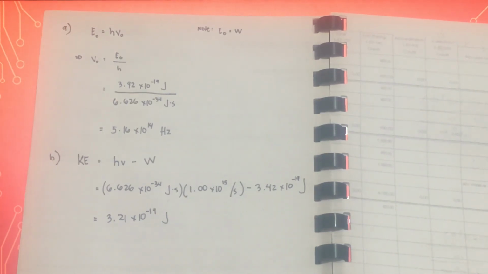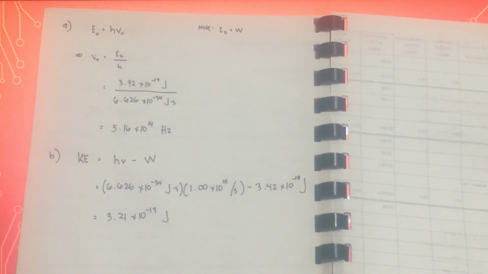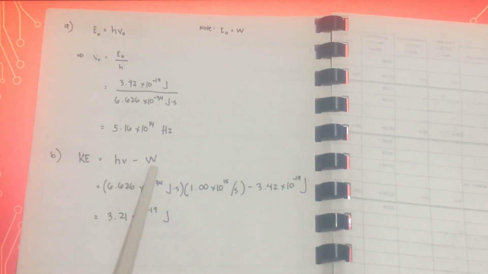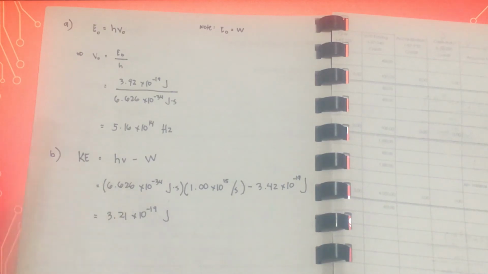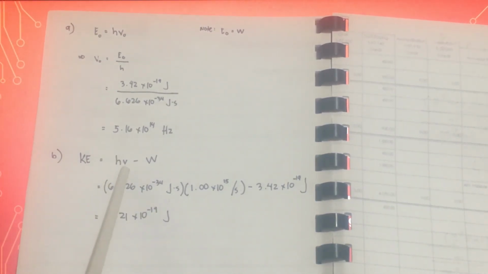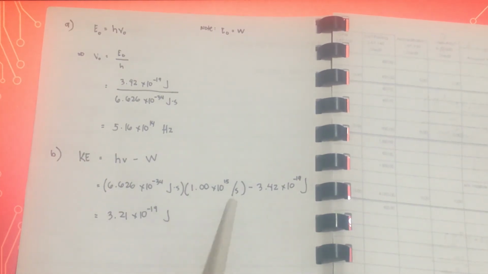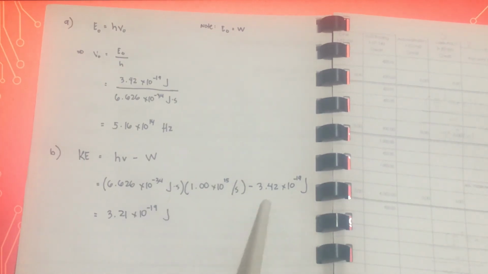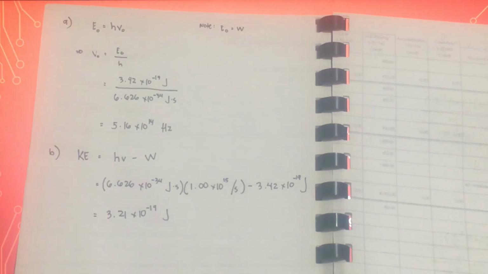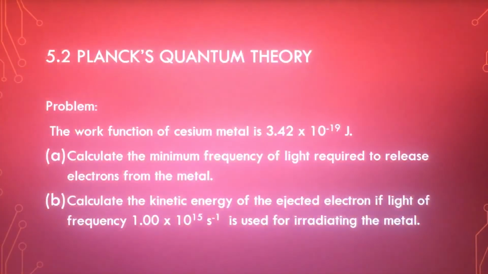For letter B, we're asked to find the kinetic energy of the ejected electron. So from the formula, h nu minus work function, we just plug in the values of the Planck's constant, the frequency given in the problem, and the work function of the metal. So we'll get 3.21 times 10 to the negative 19 joules. So that's it for 5.2.